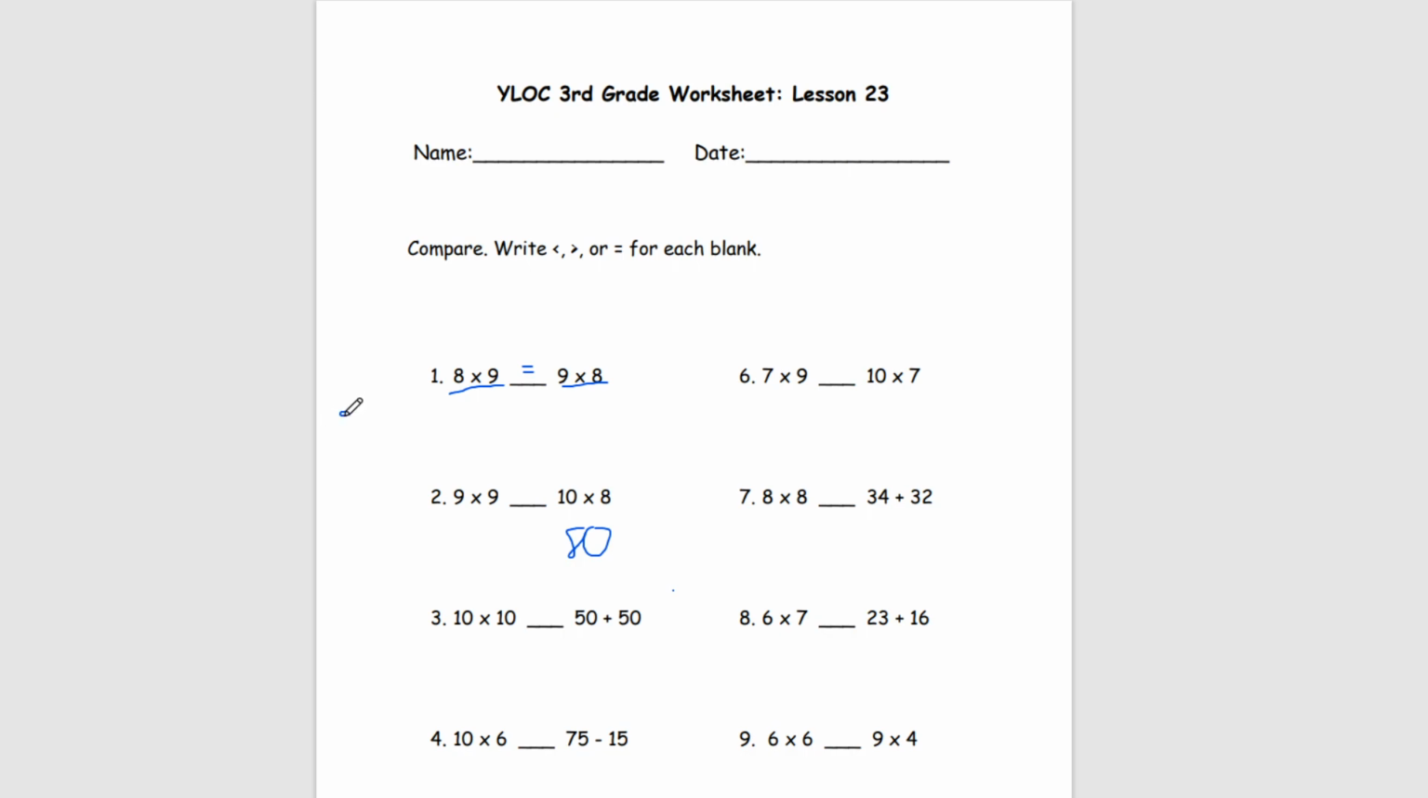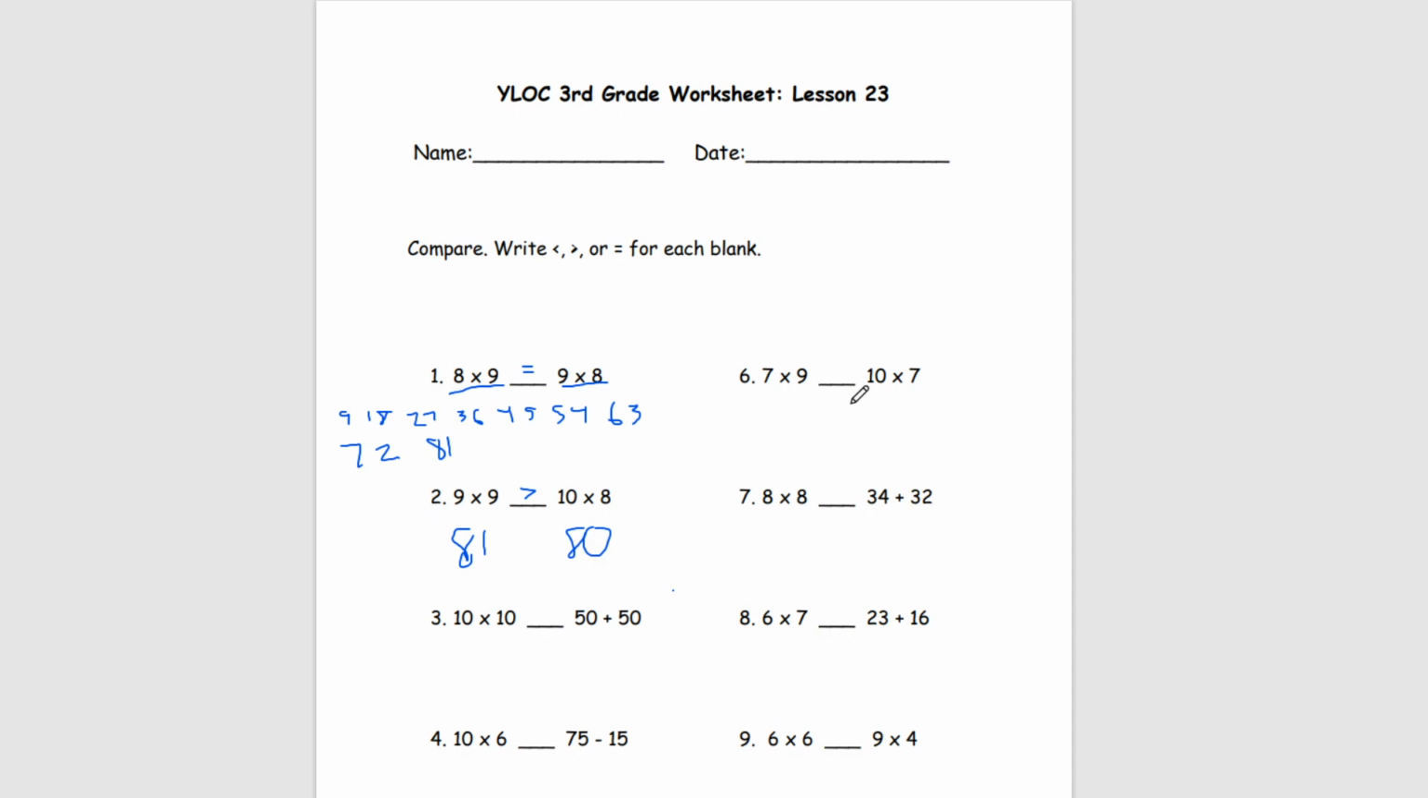So we have 9, 18, 27, 36, 45, 54, 63, 72, and 81. And so we know that 9 times 9 is equal to 81. And we know that 81 is 1 greater than 80. So we know that the answer for number 2 is greater than.